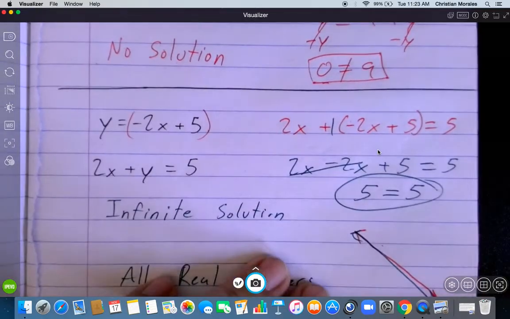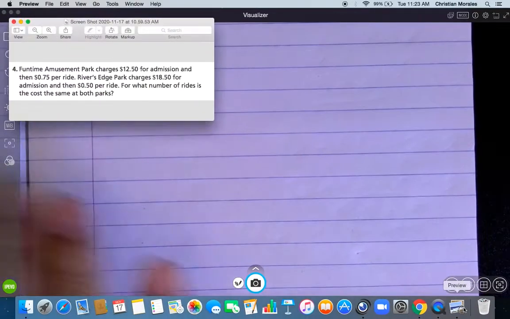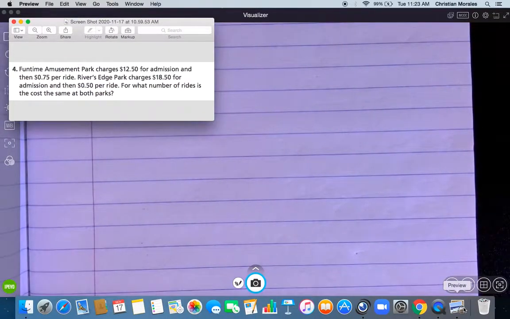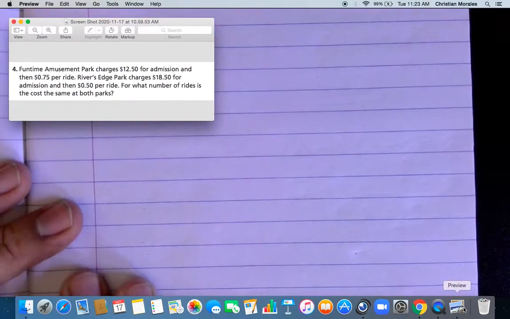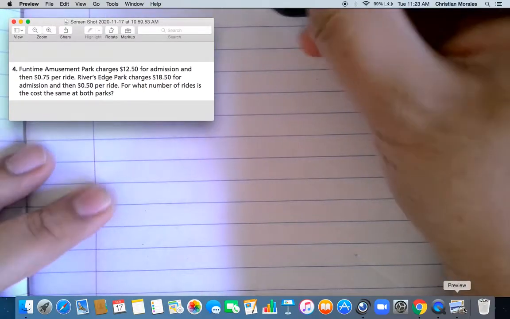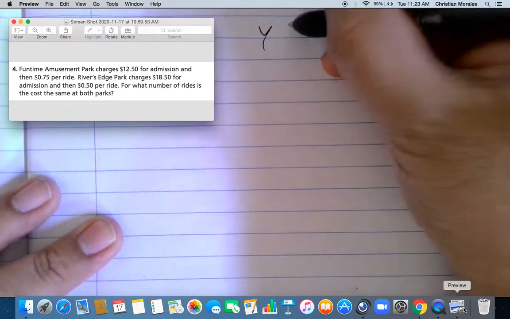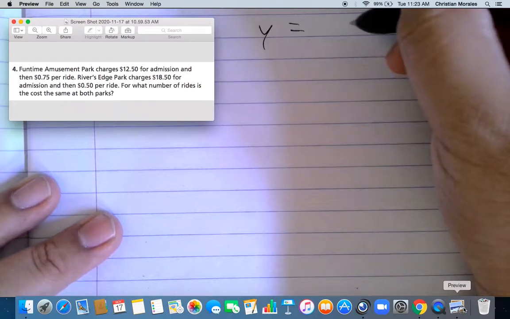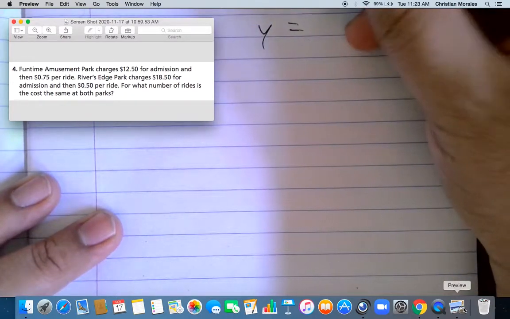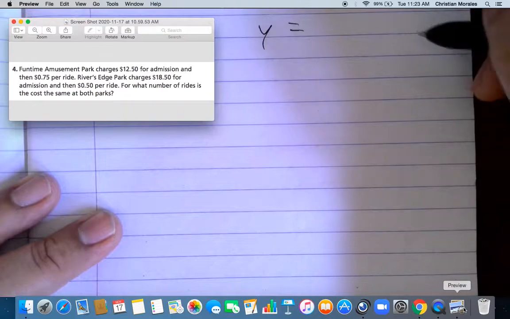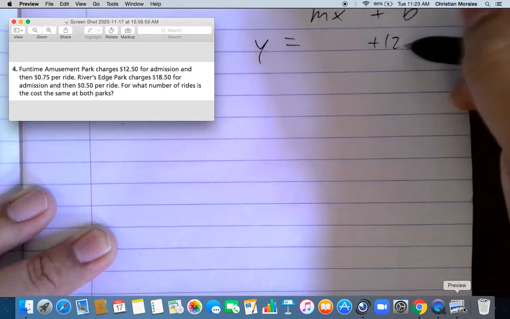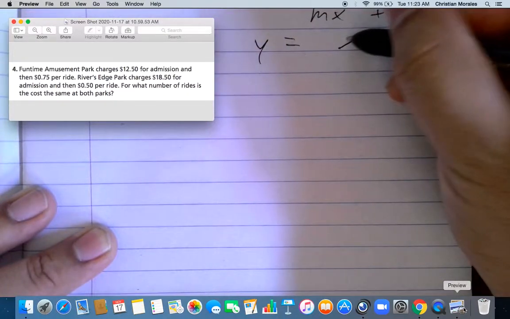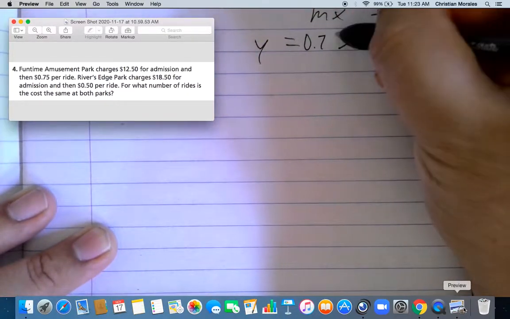All right? Last example, and then we're done today, guys. Example number 4. Now, example number 4 is a word problem. An amusement park is charging $12.50 for admission and 75 cents per ride. So this amusement park is starting at $12.50 to get in. So that's your B. Remember, we're using MX plus B. We're still using lines. So MX plus B, you have to pay to get in. And then every ticket you buy costs you 75 cents.